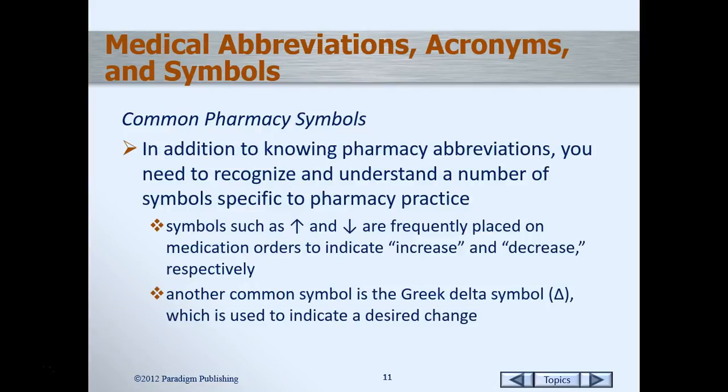In addition to knowing the abbreviations, there's certain shorthand pieces that physicians will use. An abbreviation like DC means discontinue. Symbols such as an up arrow or a down arrow can be used to indicate to increase or to decrease an amount. Also the Greek symbol delta, which is a triangle symbol, means change.